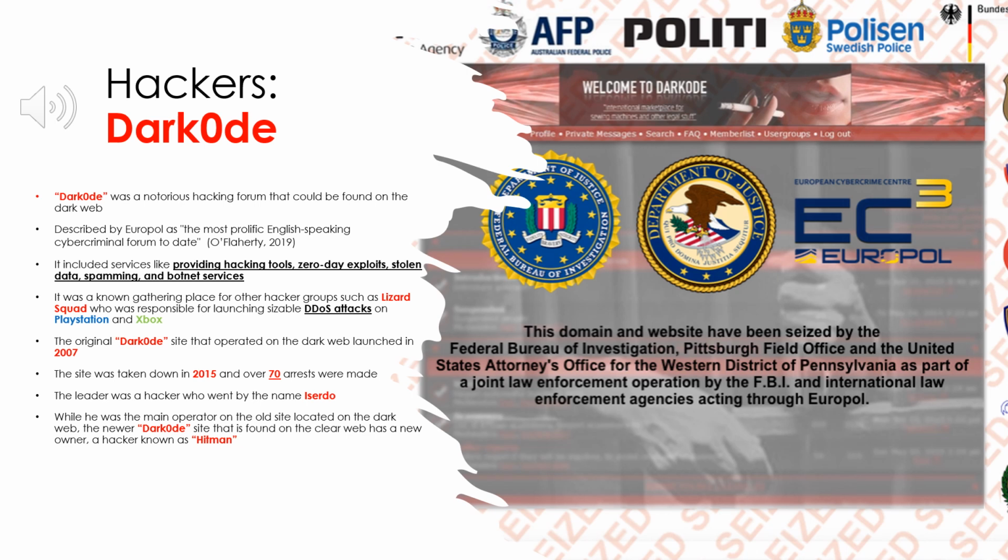The original Darkcode site that operated on the dark web launched in 2007, and then that site was taken down in 2015, and over 70 arrests were made, and the leader was a hacker who went by the name of Isurado. While he was the main operator on the old site, located on the dark web, the newer Darkcode site that is found on the clear web has a new owner, which is a hacker known as Hitman. But Darkcode is different now. It's on the clear web instead of the dark web.